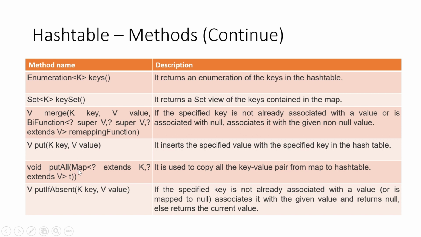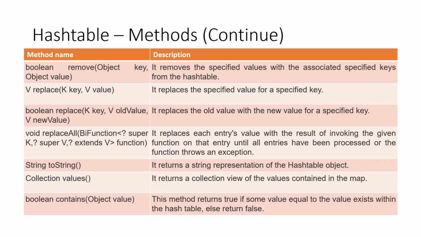putAll and putIfAbsent. With putAll, you can put one map or hash table on top of another hash table. putIfAbsent means that if the key is present, it will not put; if it is not present, it will put the value. Then remove removes the specified value for the associated key. Replace replaces the value for a particular key, or replaces an old value with a new value.